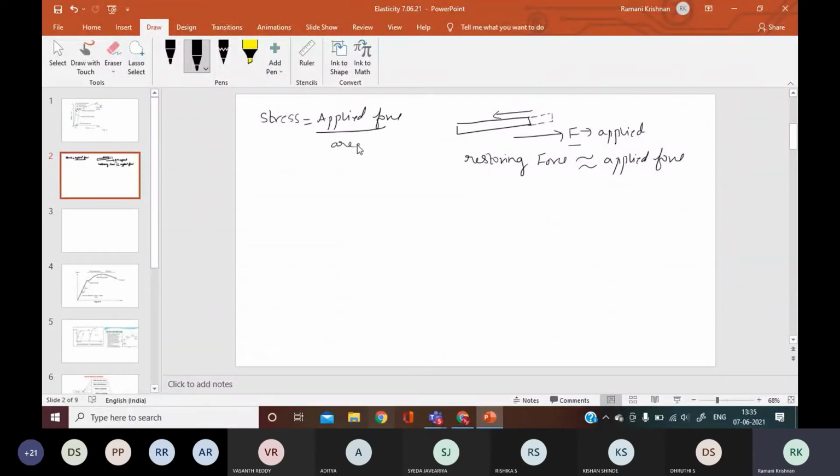So what is the unit for stress? What is the unit for force? Newton. And the unit for area is meter square. So the unit of stress is Newton per meter square. Right.